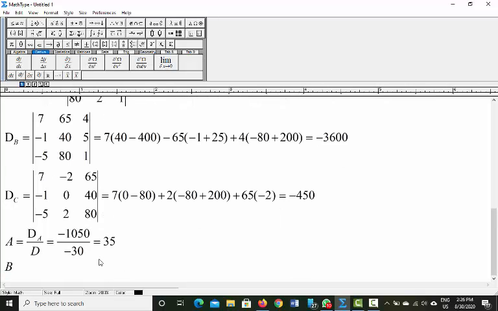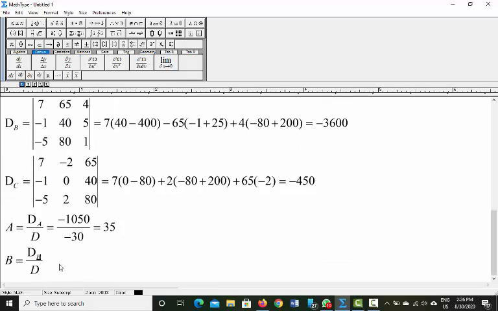Now let us find out the value of B. So dB divided by D is equal to, so dB is equal to minus 3600. So minus 3600 divided by 30. So minus minus will cancel each other out. So we will have 120. Right.